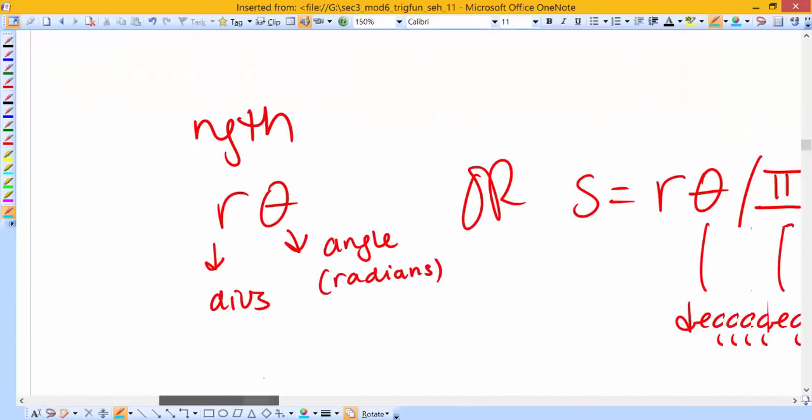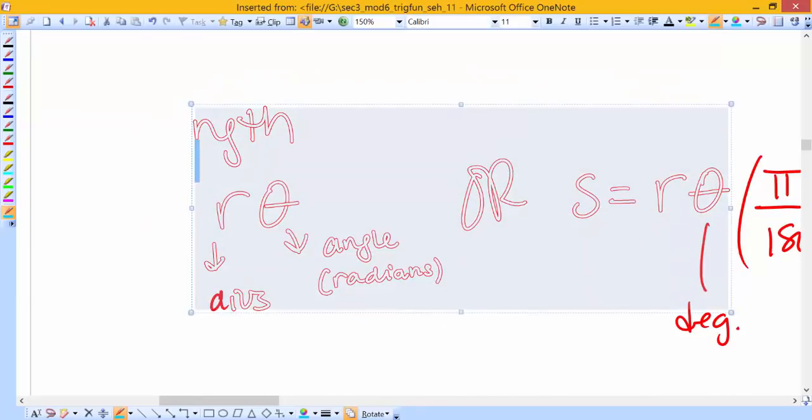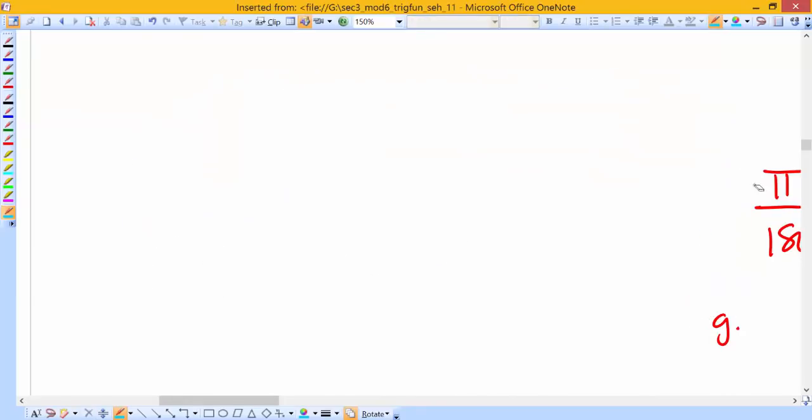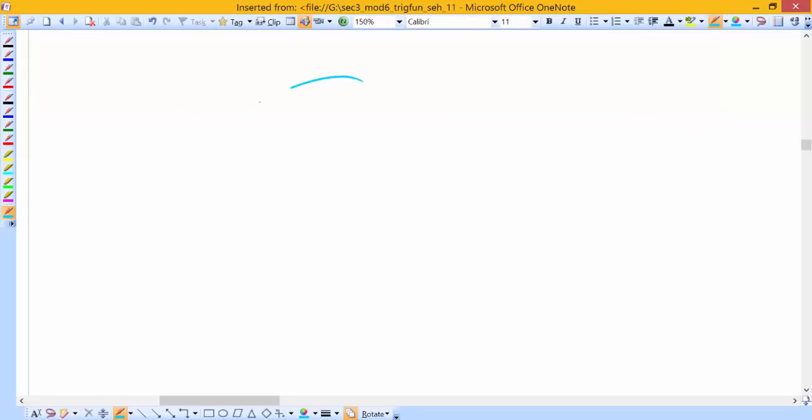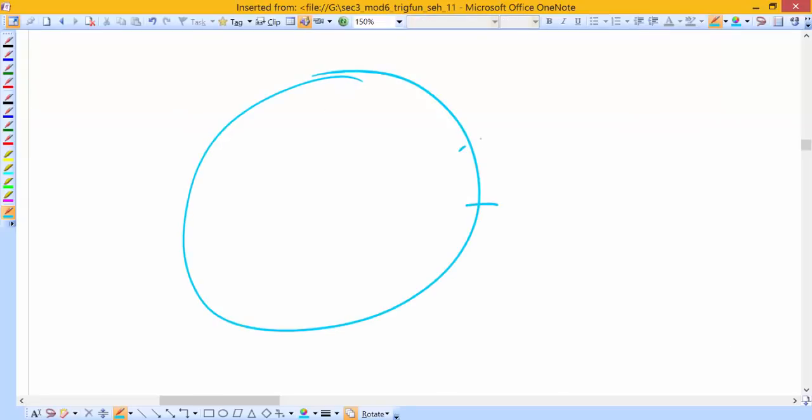Now on your unit circle, let me get rid of this over here. On your unit circle, your radius is 1. So when we are dealing with here's pi over 6, here's pi over 4, here's pi over 3, here's pi over 2, and so on and so forth, that is the radian measure from 0 to 30 degrees. It is pi over 6. That's the actual length on the circle. So it changes as your radius changes.